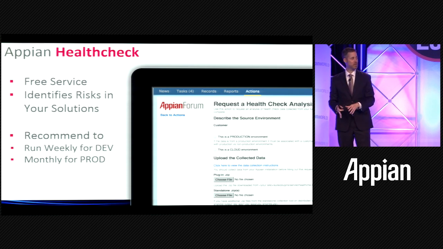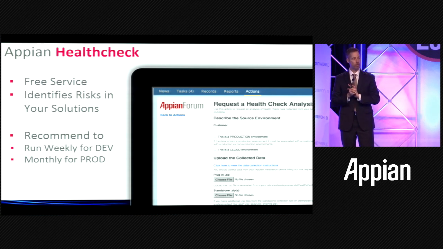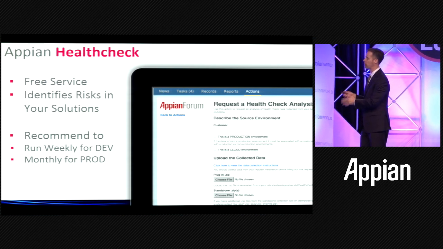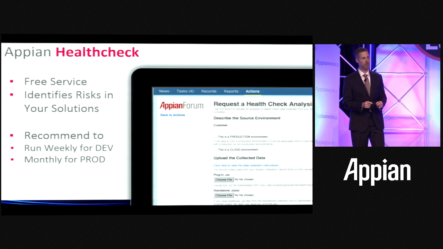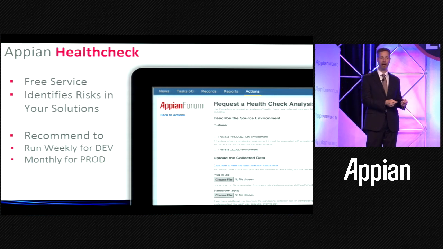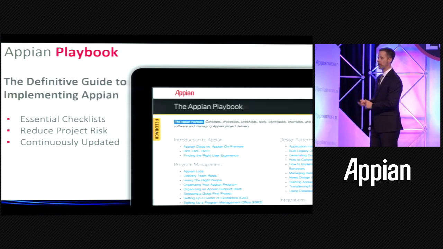We have a free service available to you called Appian Health Check. I encourage you to go to the actions menu inside Appian Forum, free of charge. We recommend it in your development environment, so make it a habit. Like 4 o'clock on Friday, go ahead and upload your app, run a health check, let it come back on Monday and see the results. But this is the recommendation: run weekly for dev, run monthly for production. All we're doing is analyzing your designs. We want to reduce the risk of your designs, make sure you're not doing anything incorrect or out of best practice, give you some guardrails of how to actually design Appian applications, and this is the best tool to facilitate that.